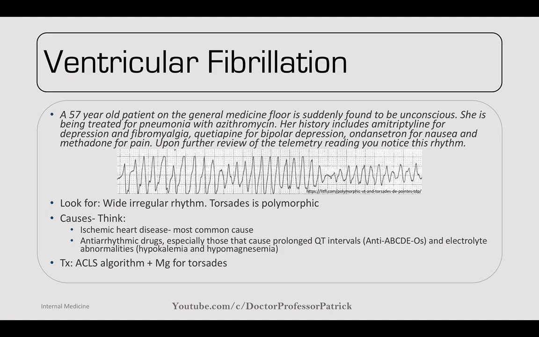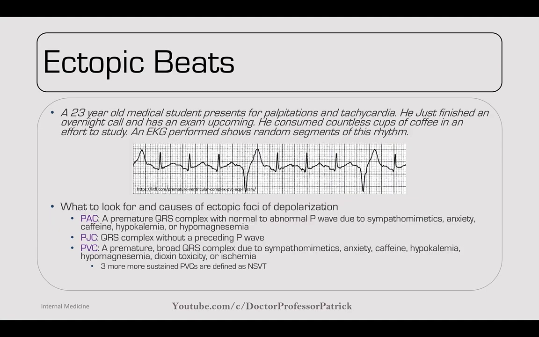So your treatment is going to be ACLS algorithm, and if you've got somebody with a polymorphic VTAC like torsades, you're going to want to treat with magnesium. So next up, we've got ectopic beats.